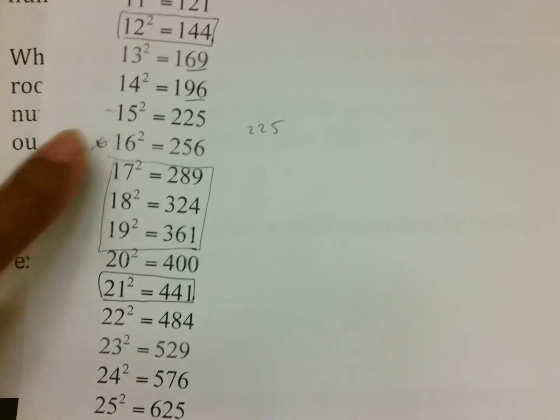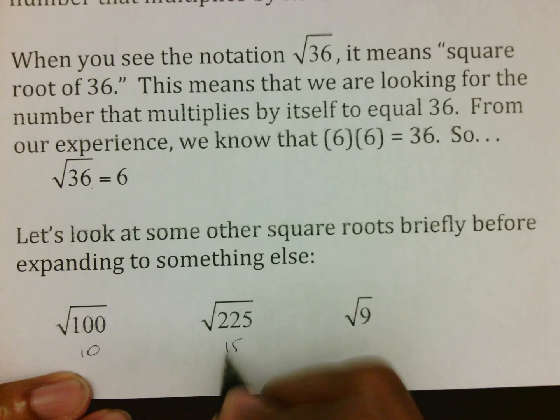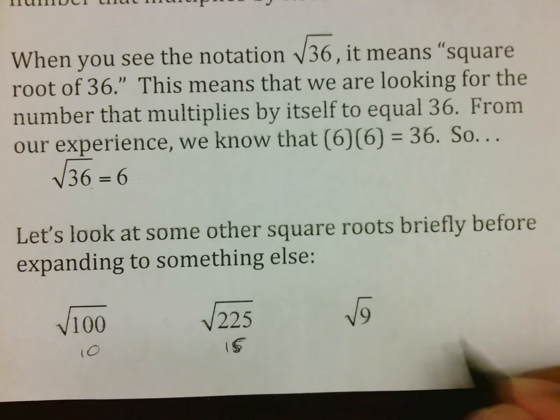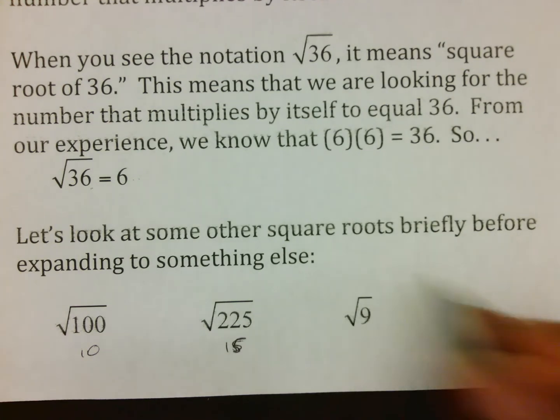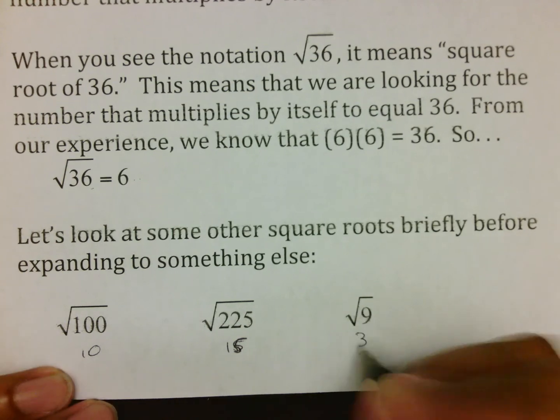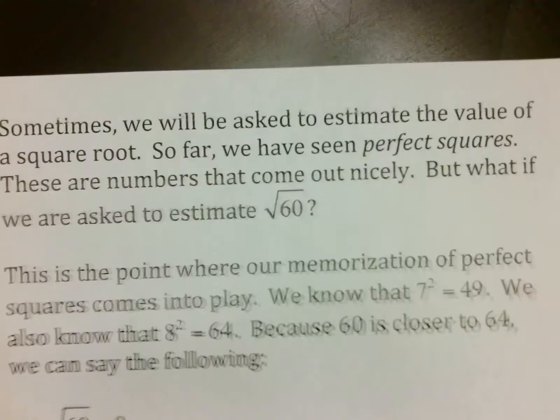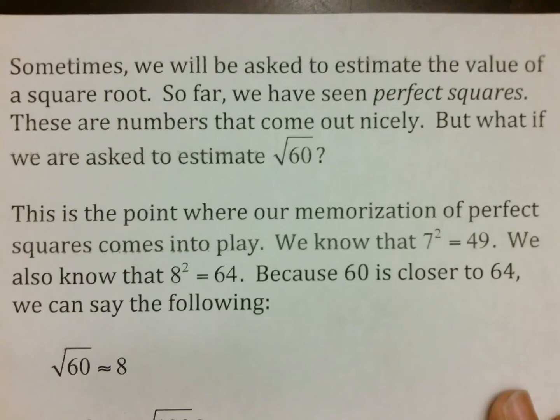225 is 15, or 25 with a stutter, which means it's going to be 15, because remember I said 15 times 15 is 225. And the square root of 9, again, the number that multiplies by itself to make 9, is 3. And again, that's what square roots are looking for. It's a number that multiplies by itself to equal the particular number underneath the root.